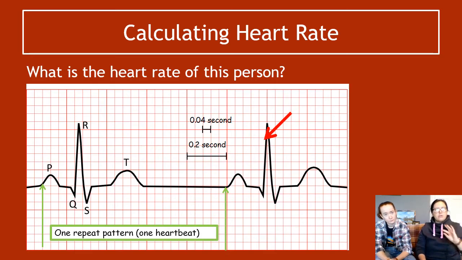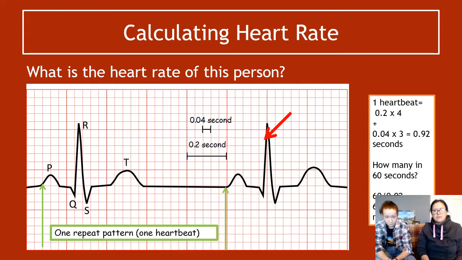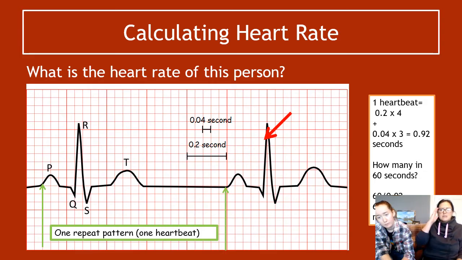Hopefully you can now work out how to use the graph to work out how long one heartbeat takes. So we've got 4 × 0.2 seconds plus 3 × 0.04 seconds. So one heartbeat takes a total of 0.92 of a second. To work out how many beats in 60 seconds, divide 60 by the heartbeat time. So 60 divided by 0.92 is 65.2 beats per minute. That is the heart rate of this person.